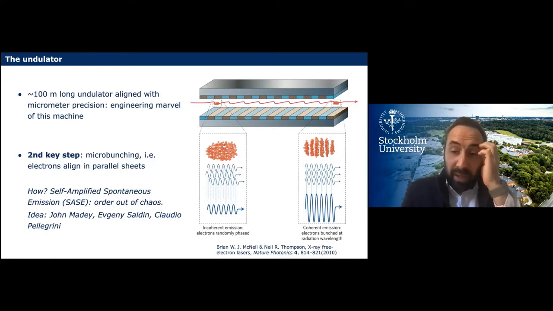If you go to an FEL, you will often hear the word SASE. This SASE process is this one: you take electrons that are incoherent, you put them in an ondulator, and you actually make them coherent. And the idea came independently from three persons, John Madey, Evgeny Saldin, and Claudio Pellegrini.